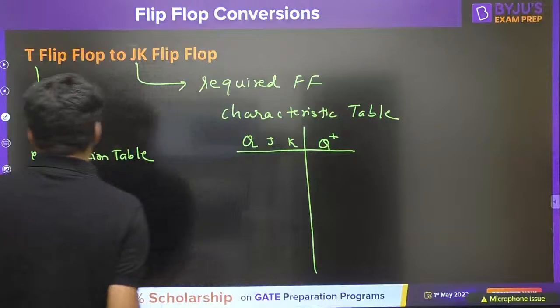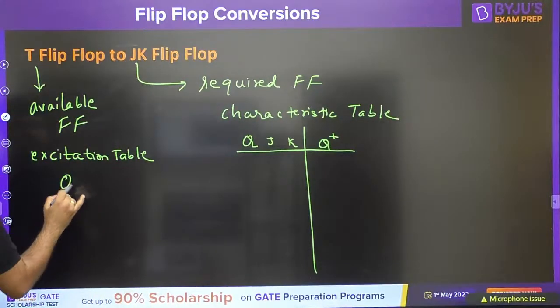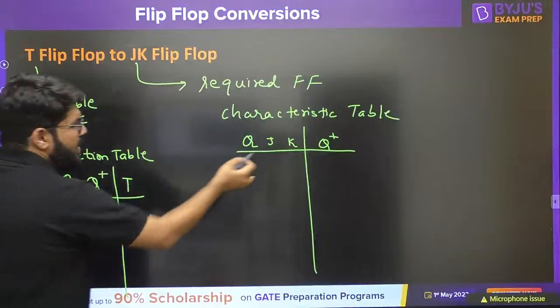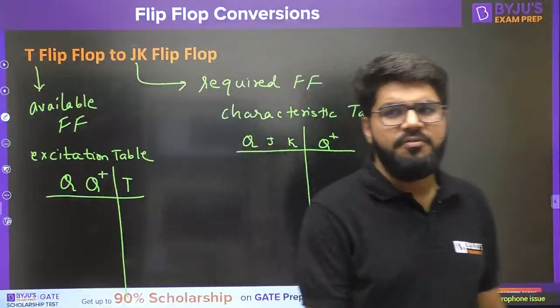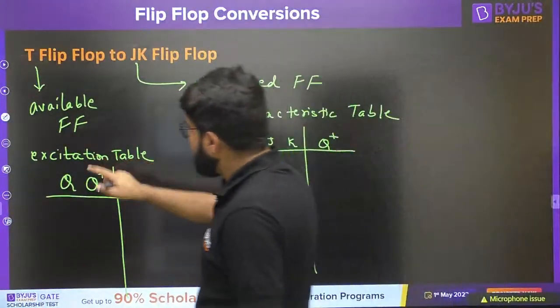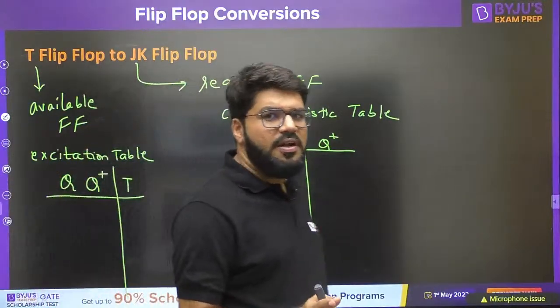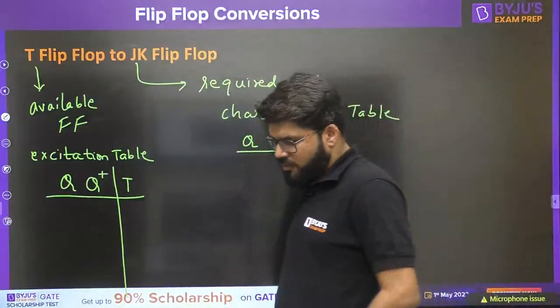Excitation table for T flip-flop: Q and Q plus. Based on that, what is the value of T? So guys, this we anyway know, this we can fill up. We will fill it later, no problem. But let us fill the excitation table. So with this problem, we will also cover the excitation table of the T flip-flop, right?